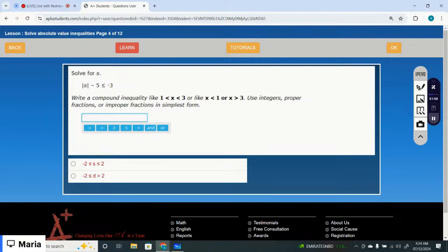Solve for S, which is the correct option. Option number 1 is the correct option. That is negative 2 is less than or equal to S, less than or equal to 2.